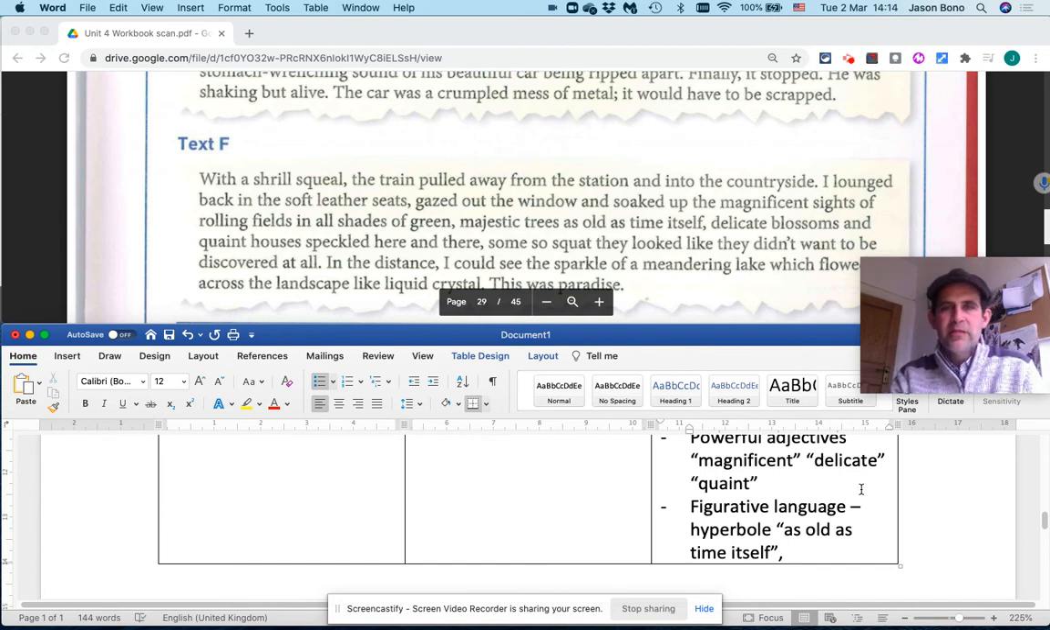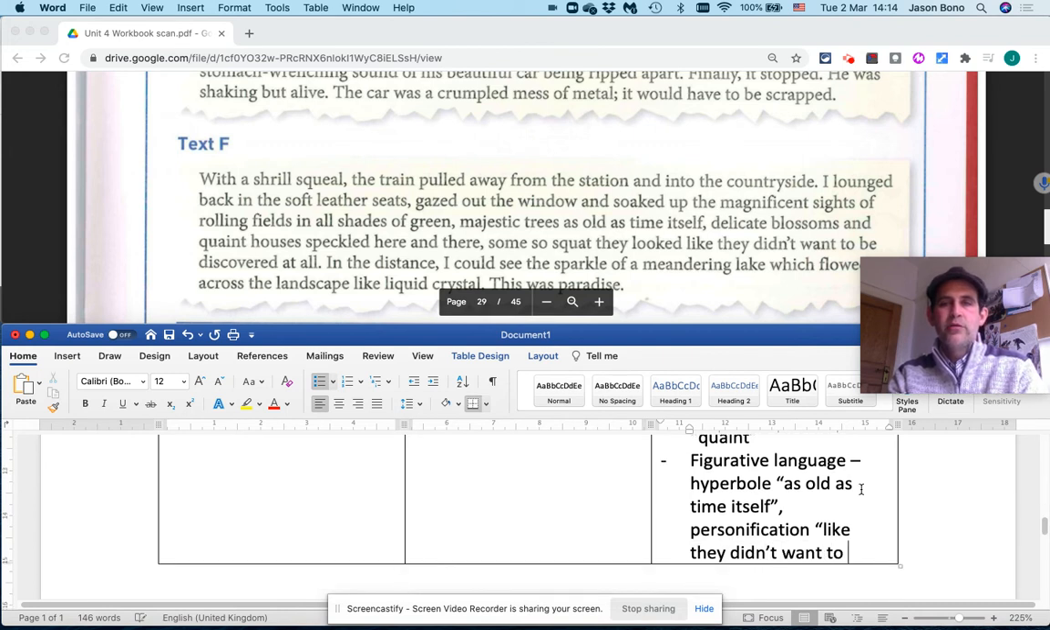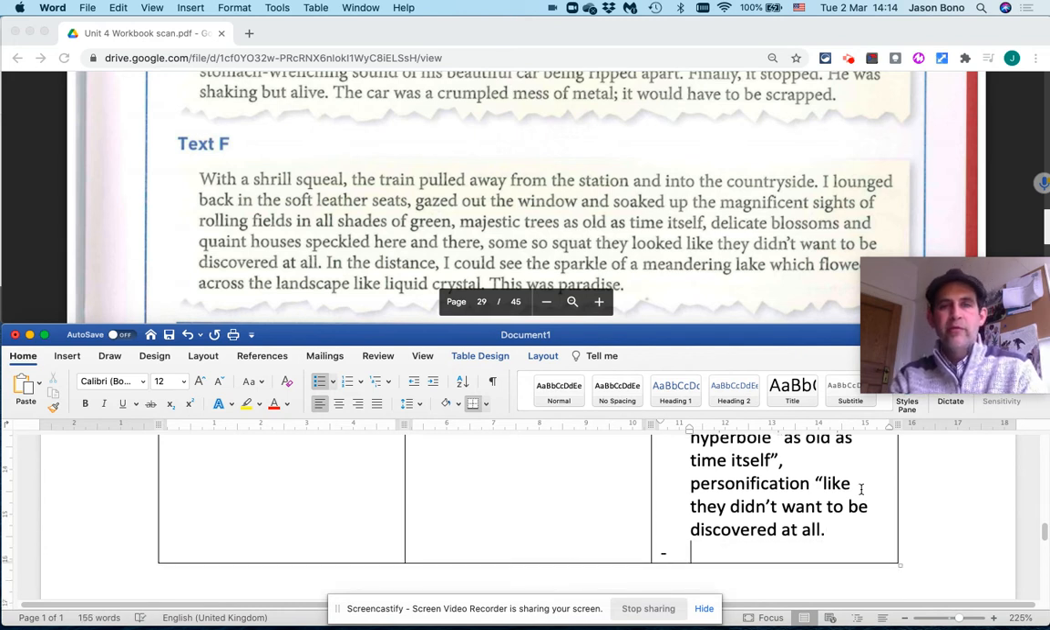Now, the person is describing houses. So to say that houses don't want to be discovered gives houses the ability to have an opinion about whether they want to be discovered or not. That's personification. Personification. Okay. Like they didn't want to be discovered at all. And there's a simile further on in the passage. See if you can find it. Okay, a comparison using like or as. Okay, I'll leave that for you to complete.